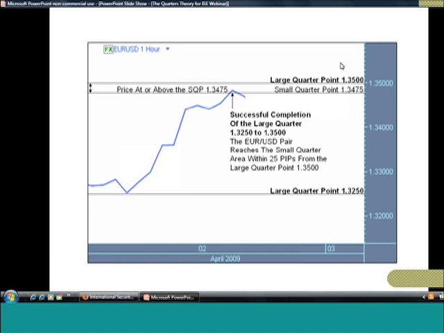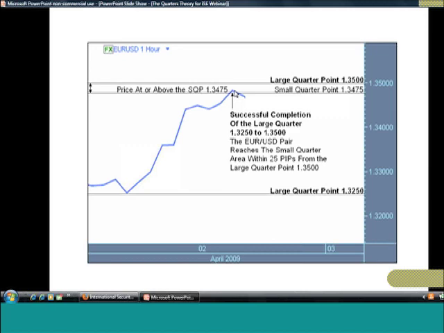large quarter point. And here's a couple of examples as to what constitutes a successful completion of a large quarter and what constitutes an unsuccessful completion of a large quarter. Now, let's start with the successful completion of a large quarter. This area here, within 25 pips, that's a small quarter. Let's say the targeted large quarter point in this example would be 1.35.